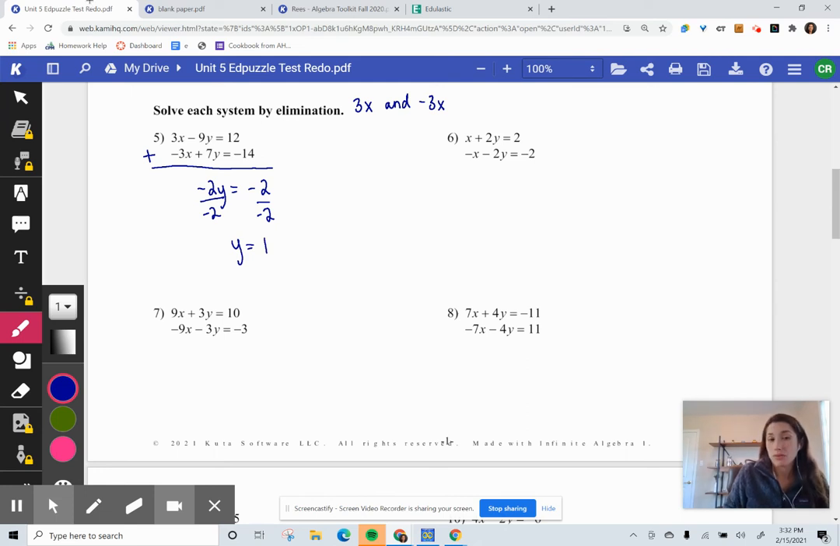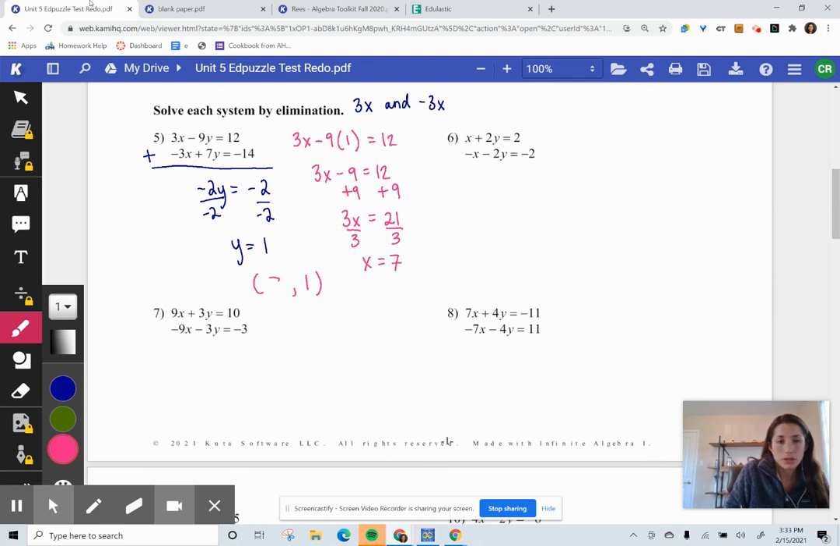Now, once you've solved for one variable, we can solve for the other one. I'll put here my little parentheses. So we solved for y, so that would be here. And now for x, we can plug it into either one of these equations. So we're going to say 3x minus 9 times y. We just figured out y is 1. Equals 12. So that's 3x minus 9 equals 12. We'll add 9 to both sides. 3x is equal to 21. And x is 7. So we'll plug that here.